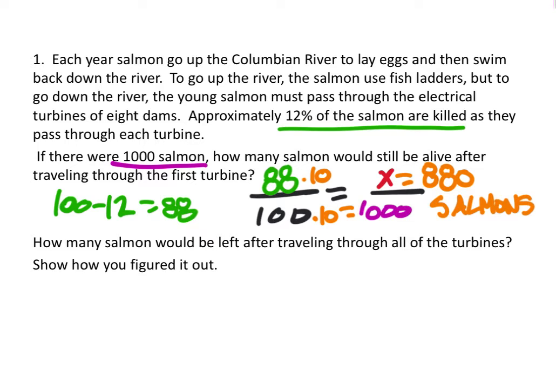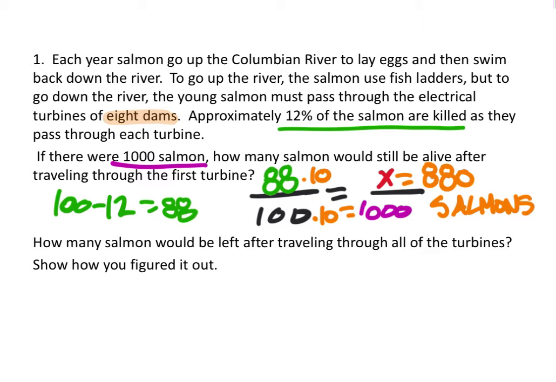So how many salmon would be left after traveling through all the turbines? Well, how many are there? Well, let's see if I can find it. I said there was 8, right? Where am I? 8 for each turbine. There it is. Boom, I found it. So 8 dams, 8 turbines. And again, I'm going to take a little bit of a shortcut because I don't want to do the percent proportion 8 times on this.